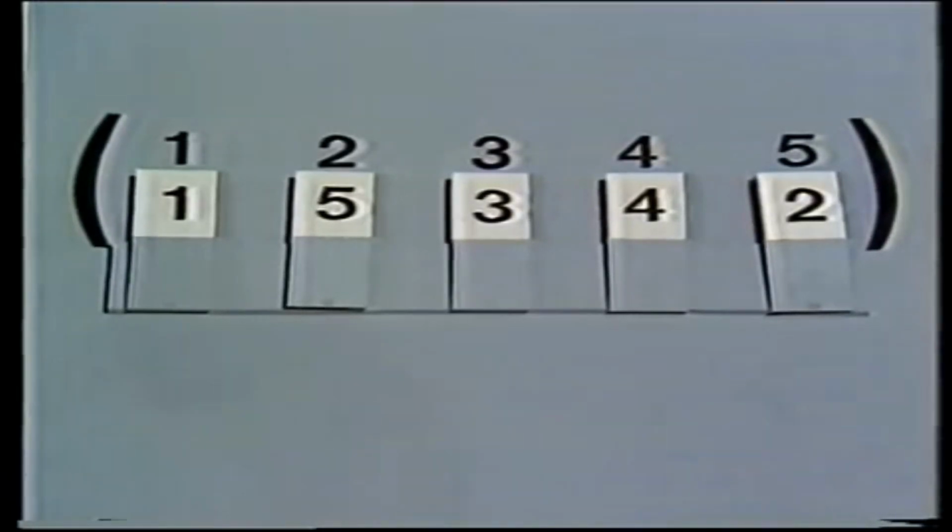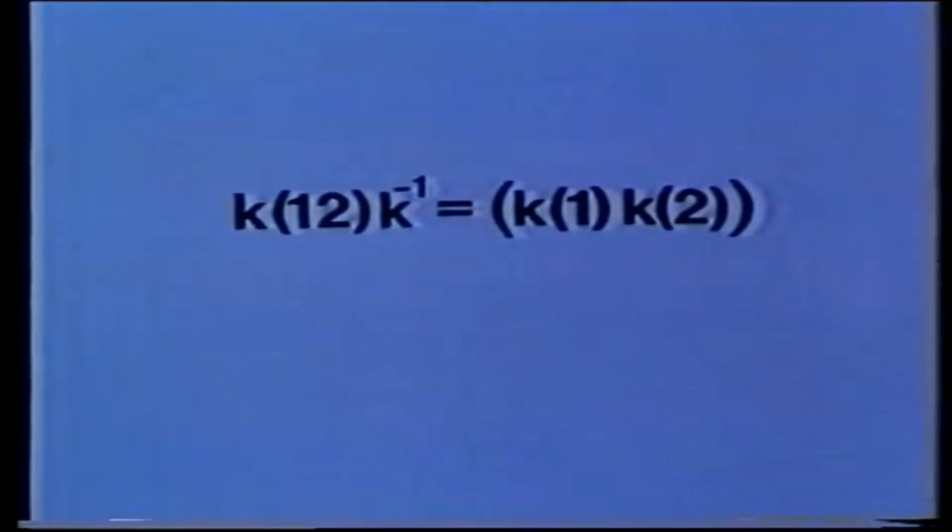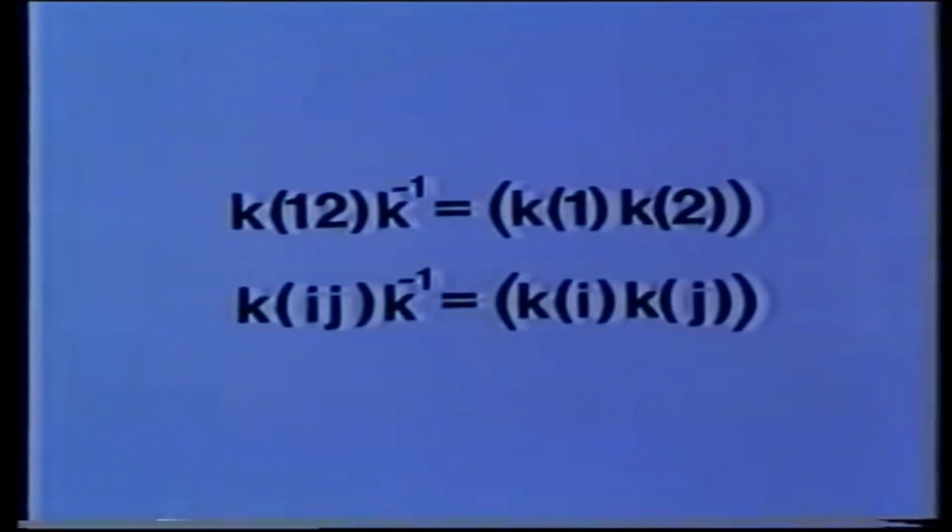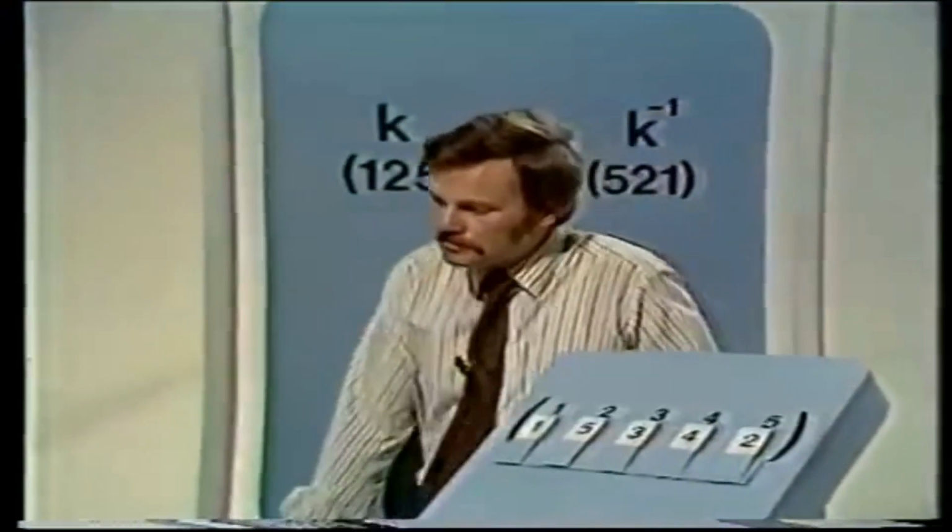And it turns out that this is exactly what will happen for any other choice of K. The conjugate K, 1, 2, K inverse will be the transposition K of 1, K of 2. And what's more, if I start with some other transposition, I, j, and form the conjugate K, I, j, K inverse, it will be the transposition K of I, K of j. Well, let's look at this same technique now applied to other permutations.